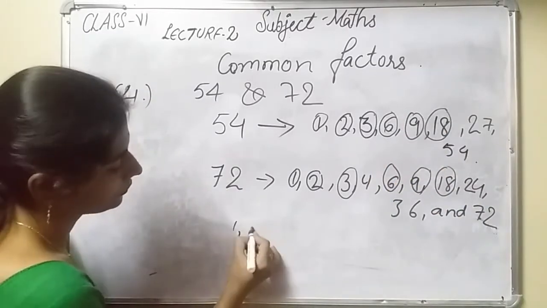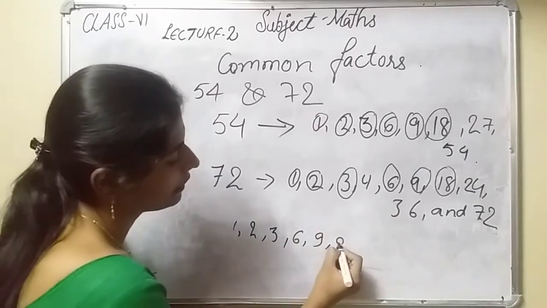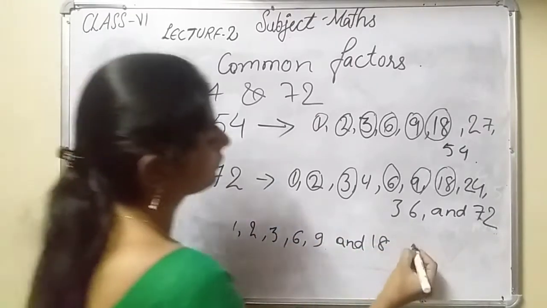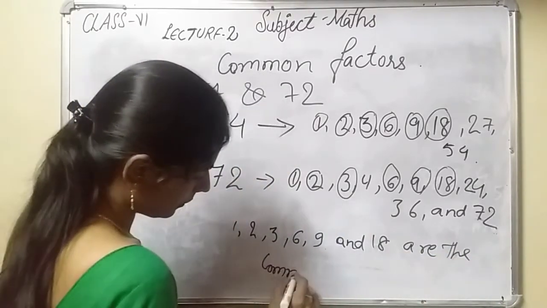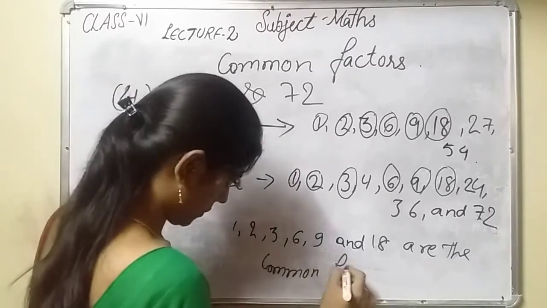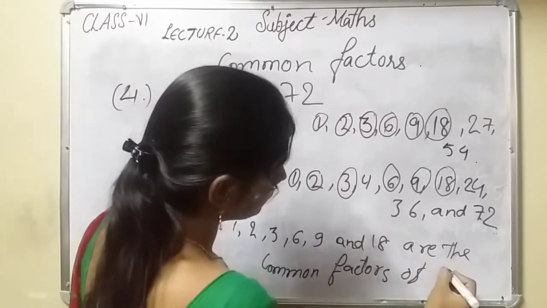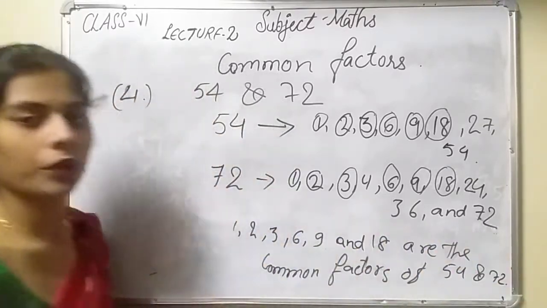Now see, 1, 2, 3, 6, 9 and 18 are the common factors of 54 and 72. Okay.